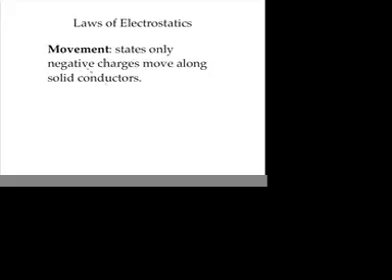The next law of electrostatics is movement. And this states that only negative charges move along the solid conductors. So it is the electrons, the negative charges, that will move along the surface of the conductor. When we get to current, we're going to talk about the positive charges moving, and that is thanks to Ben Franklin, because he got it wrong when he talked about what charges move. He thought the positive charges would move, but it's actually the negative charge, the negative electrons, that are going to be moving.